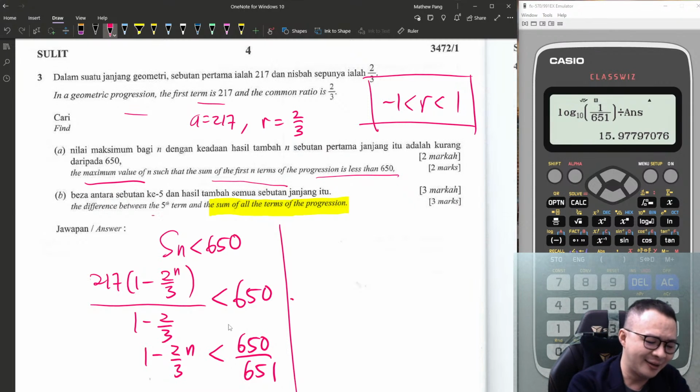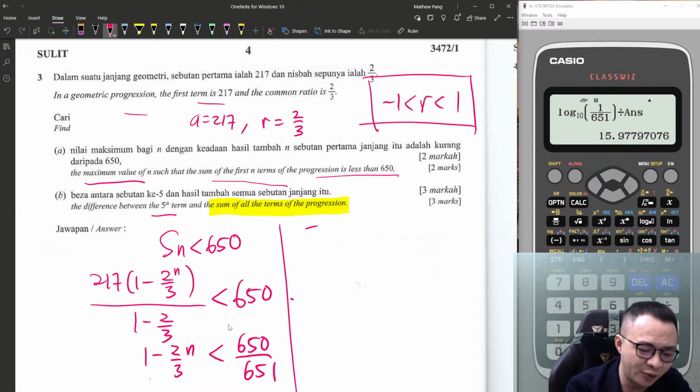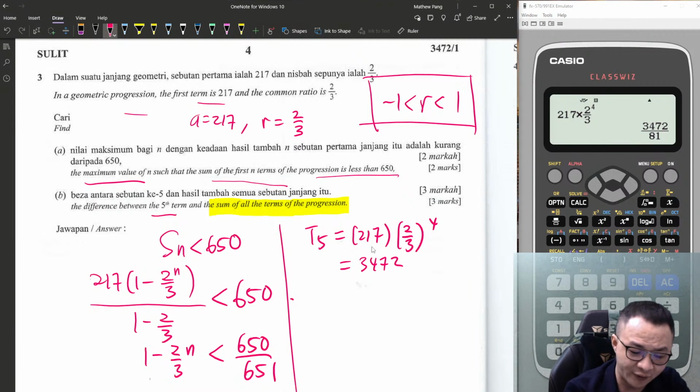And then the fifth term is T5. No surprise. So over here the only tricky part is getting the idea: sum of all the terms means how many terms? If R is between -1 and 1, we do sum to infinity to find the sum of all the terms. Get it? So yeah, do T5 first. ar^(n-1), right? So this is 217 multiplied by (2 over 3) to the power of 4. Some value here. I thought we could simplify, but in the end we can't. It doesn't matter. So 3472 over 81.